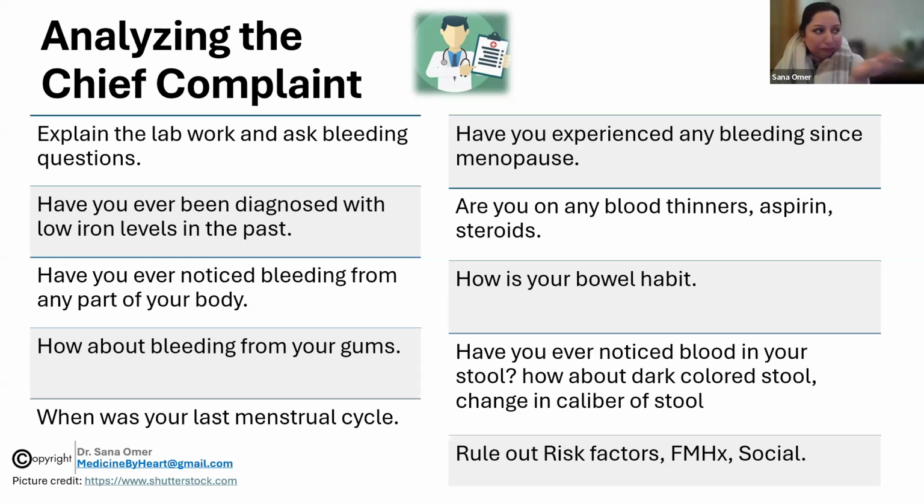Then you can ask her, okay, so have you ever noticed bleeding from any part of the body? She might say yes, she might say no. You can say, how about when you brush your teeth? Do you see any bleeding from your gums? She would say no. Do you think you get bruised easily? Oh no, doctor, I don't get bruised easily. Okay. What about your menstrual cycle? When was your last menstrual cycle? Oh, it was maybe 20 years back, doctor, or 10 years back? I don't remember. Okay, did you ever have any vaginal bleeding after that? No, I never had. So you are ruling out all sources of bleeding, okay?